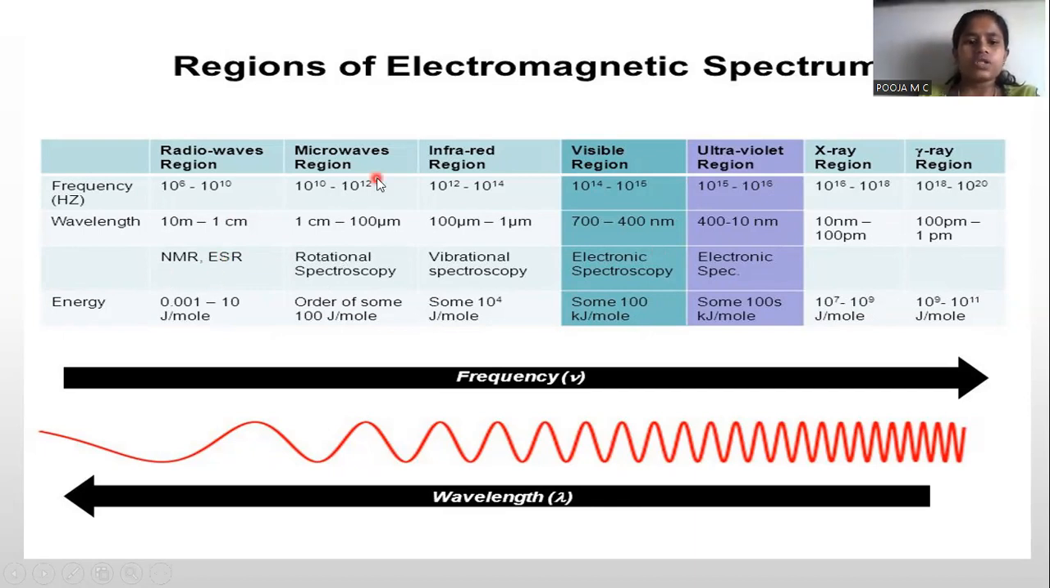And the microwave region, these radiations are observed in rotational spectroscopy. The infrared region radiations are observed in vibrational spectroscopy. The visible radiations are observed in electronic spectroscopy. The ultraviolet region radiations are also seen in electronic spectroscopy.